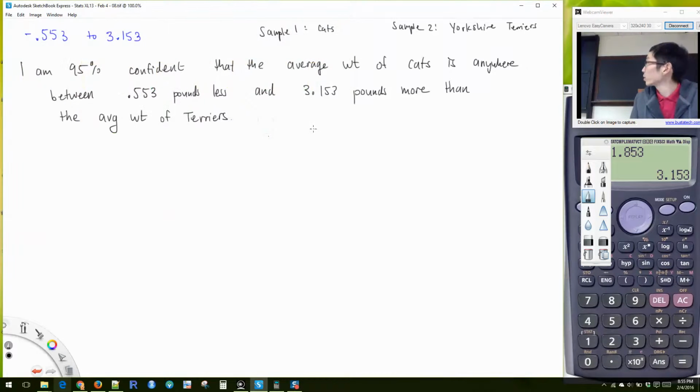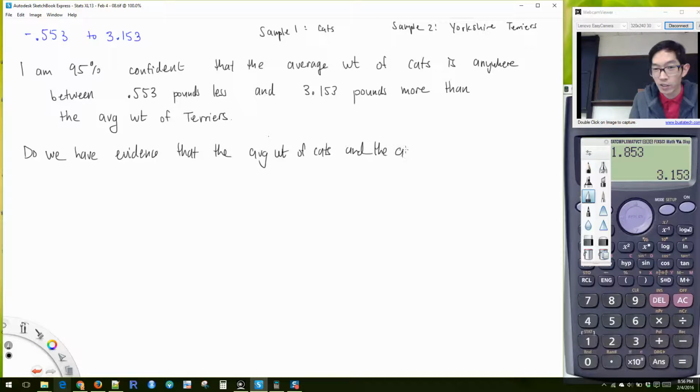Okay, so to answer our original question, do we have evidence that the average weight of cats and the average weight of Yorkshire Terriers are different? Yes? No? So let's go back.